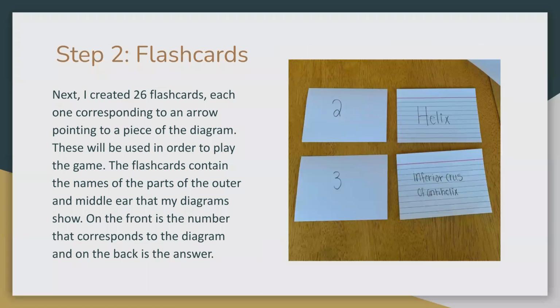Next, I created 26 flashcards, each one corresponding to an arrow pointing to a piece of the diagram. These will be used in order to play the game. The flashcards contain the names of the parts of the outer and middle ear that my diagrams show. On the front is a number that corresponds to the diagram, and on the back is the answer.